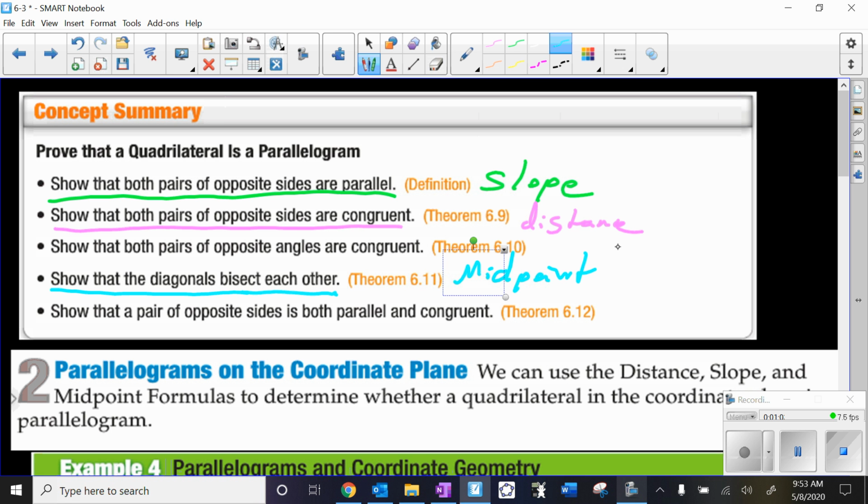That one's probably my favorite because you'd only have to do 2 midpoint formulas, whereas slope and distance you would have to use 4. You could even do the last one, show that a pair of opposite sides is both parallel and congruent. And if you'd want to do that, you would need both distance and slope on this one.